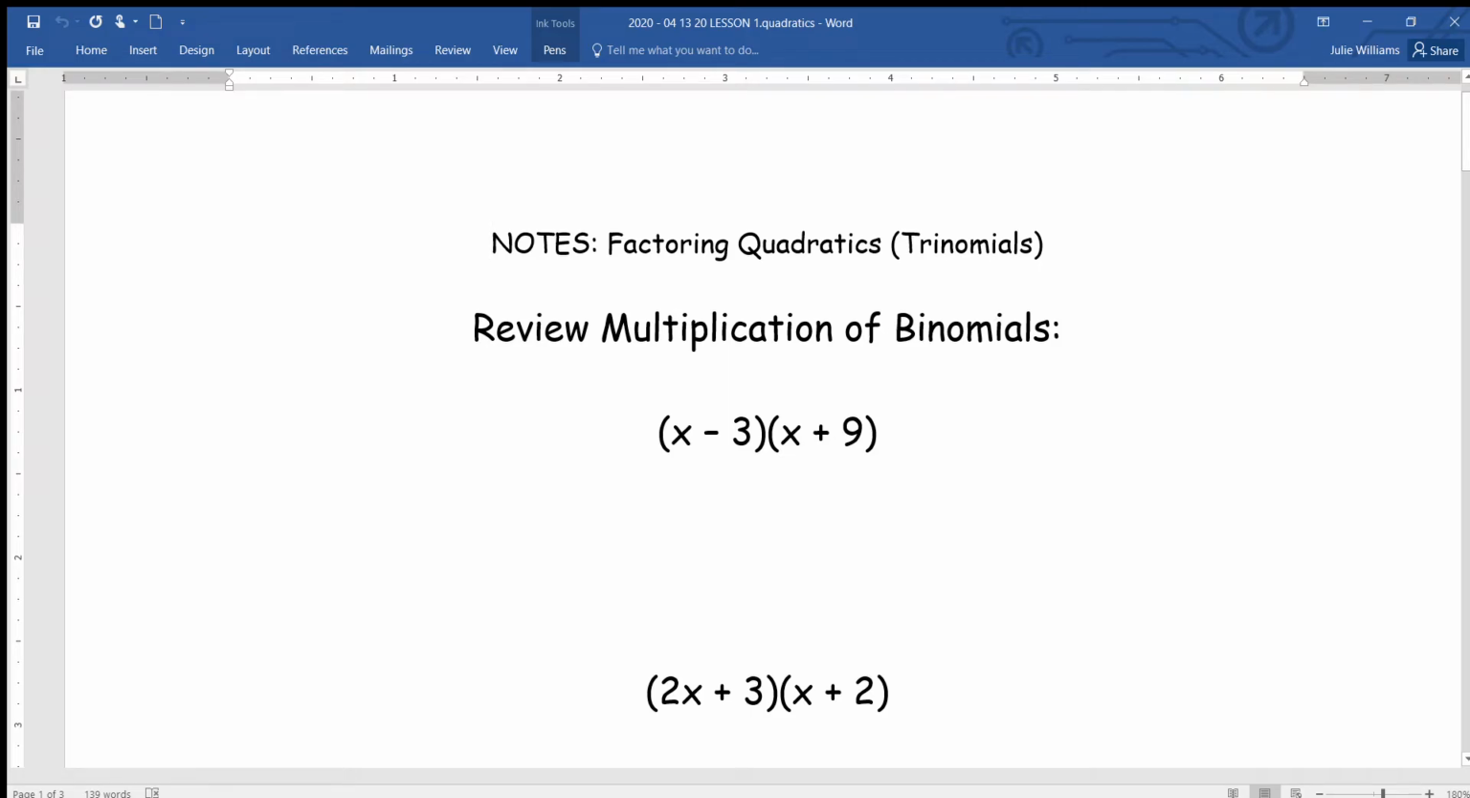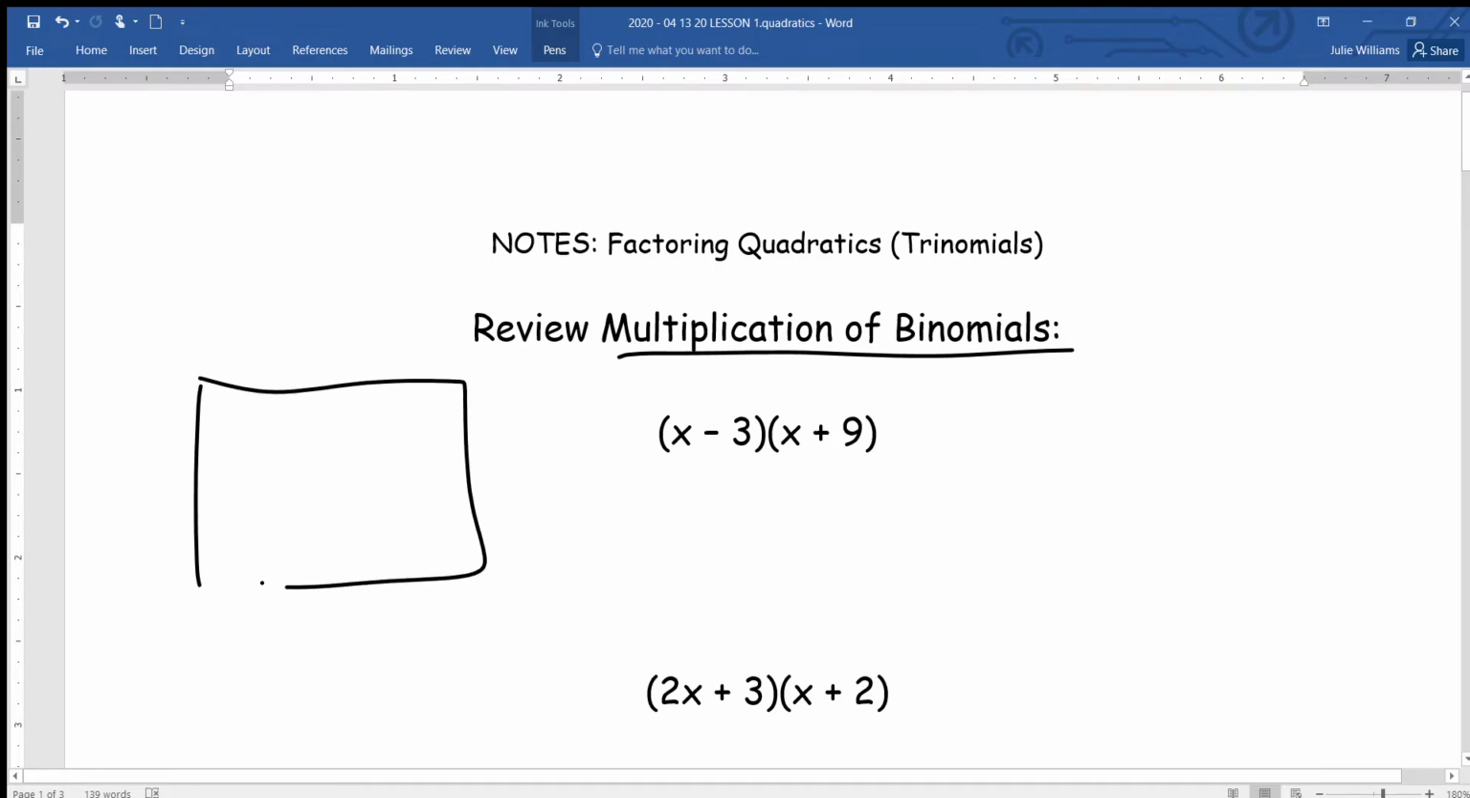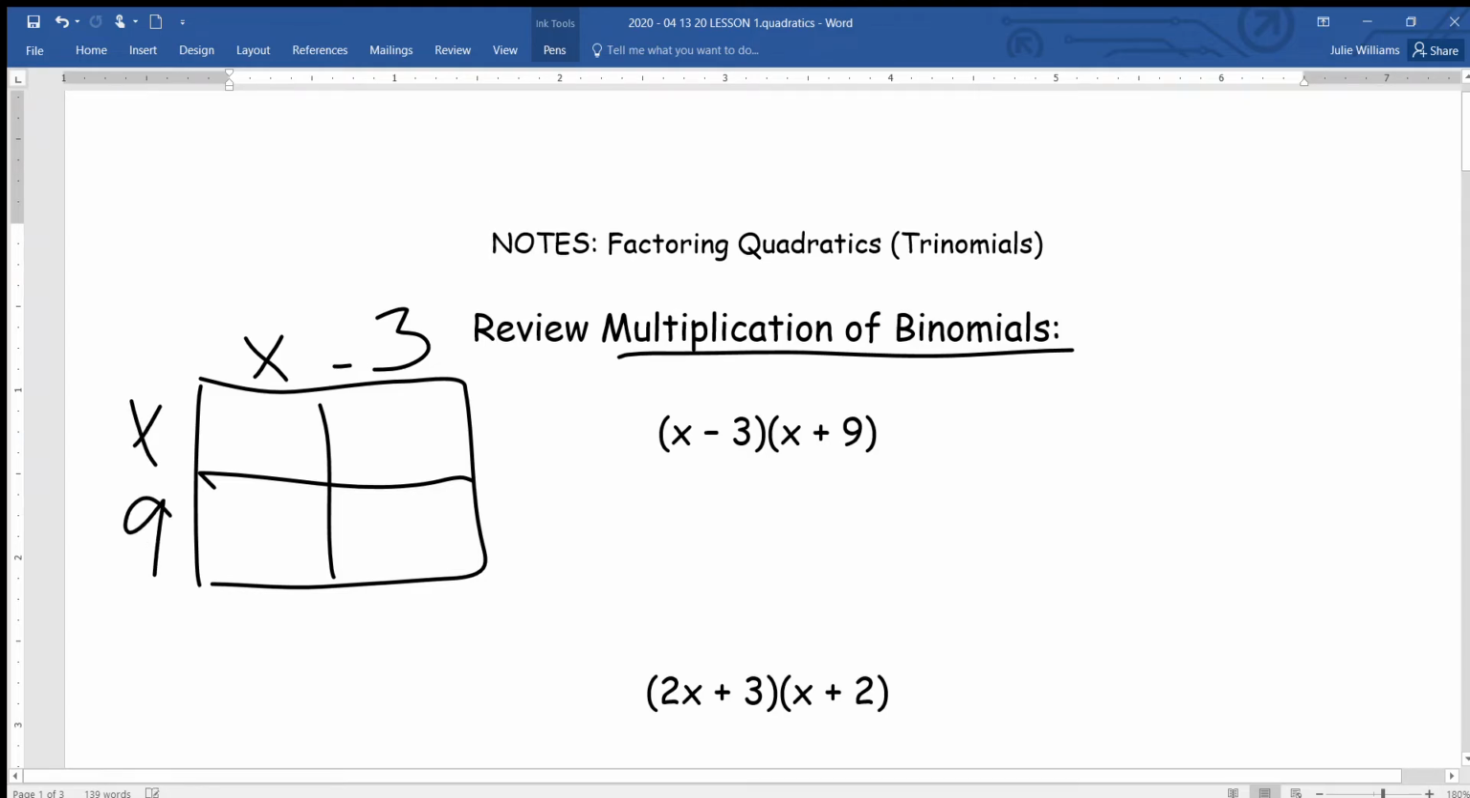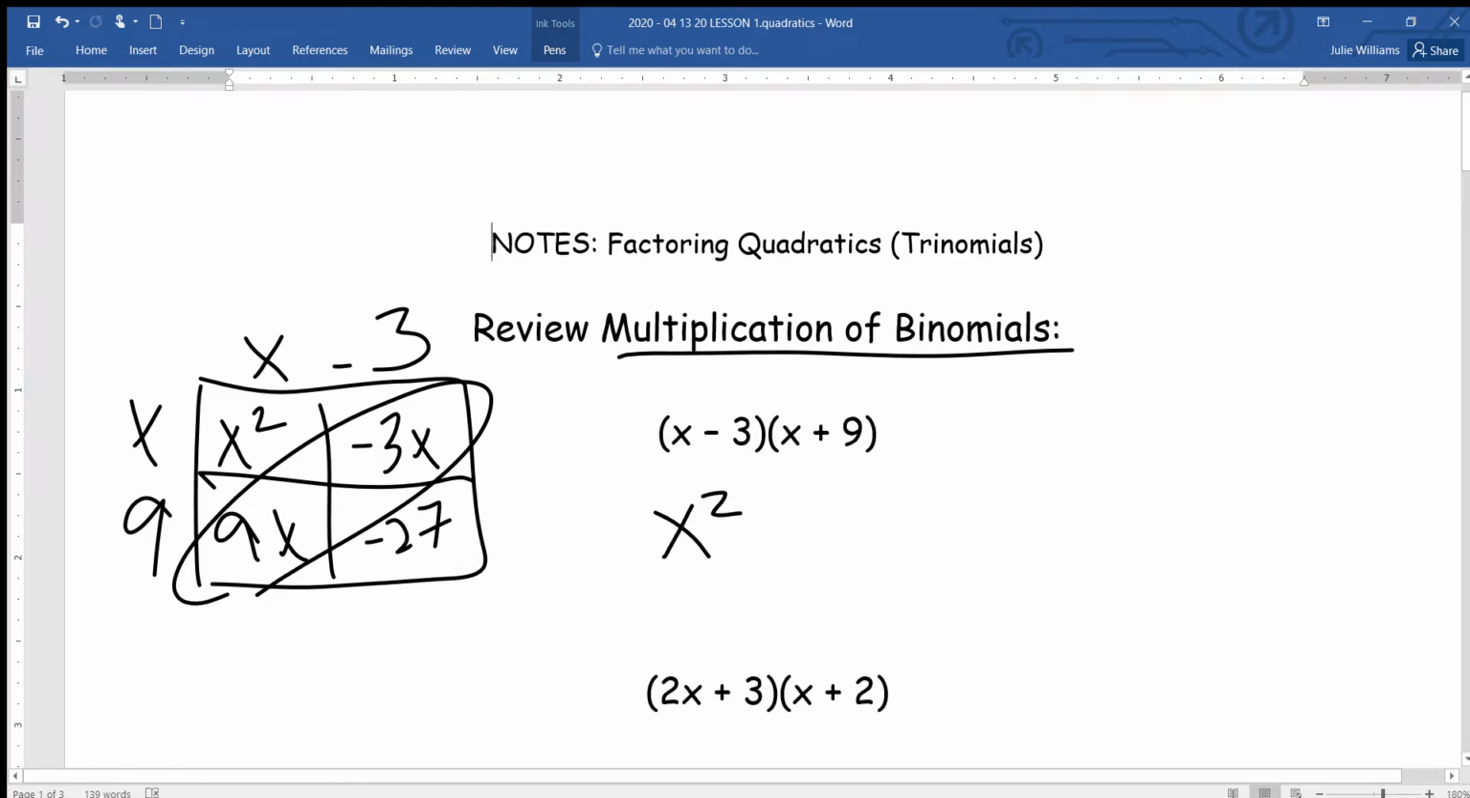All right. So first to review this, we're just going to review the multiplication of binomials. And we know how to do this either distributing or using the box method. So I'll just go through this quickly. But I am going to point out some things at the end of each multiplication process that we do. So just using the box method quickly here, you know I have to combine the like terms. So I get x squared plus 6x minus 27.